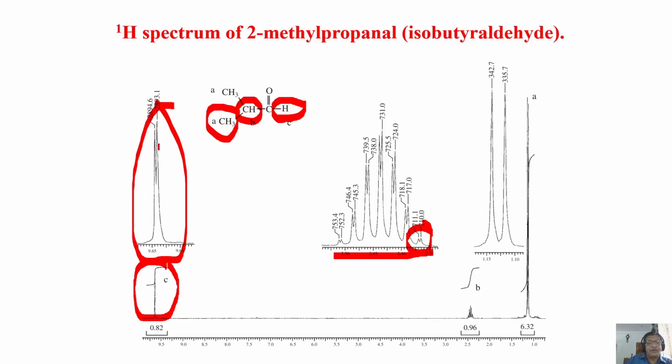Because it is coupled to this. So it is not a mistake in the spectrum. It is the right spectrum. Only thing is, I was not seeing carefully. It is this proton which is split into a doublet because of this.